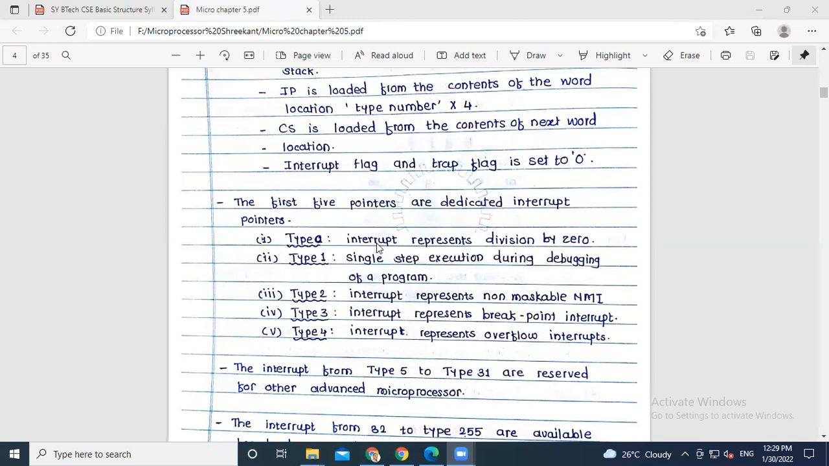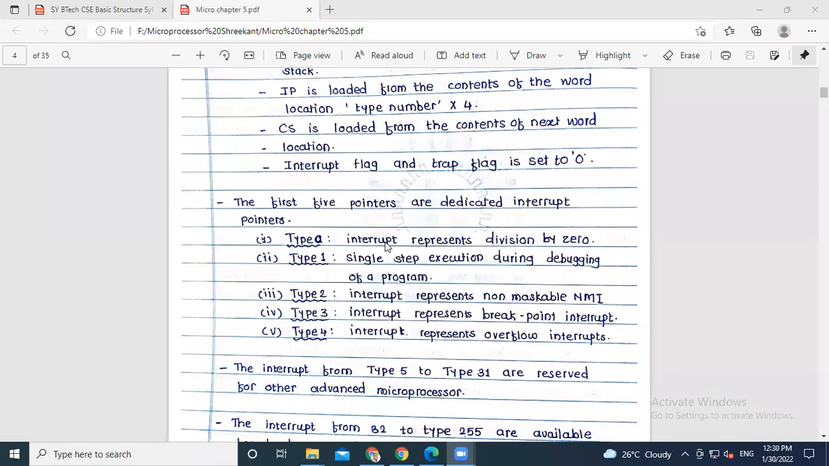The type 0 interrupt represents division by 0. If any number is divided by 0, what is the result? Infinity, right? Infinity is not solved by the computer because there is no infinity key on the computer keyboard either, and it is still pending. So this kind of thing that comes up in a microprocessor program is handled by type 0 interrupts.